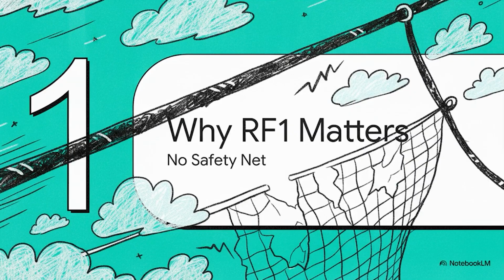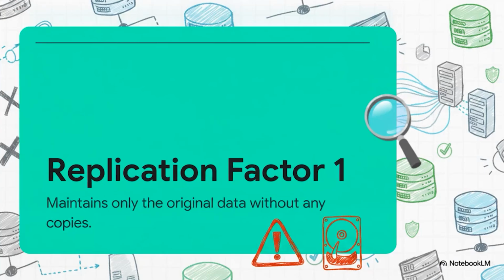Part 1. Why RF1 matters, or as I like to call it, operating without a safety net. Seriously, using RF1 is kind of like walking a high-speed tightrope, and there is absolutely no safety net below you. By definition, Replication Factor 1 means exactly what it sounds like, right? One single copy of the data, zero redundancy, and literally no guarantees of data availability if your hardware decides to fail.